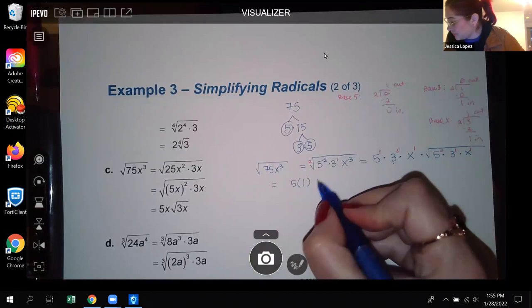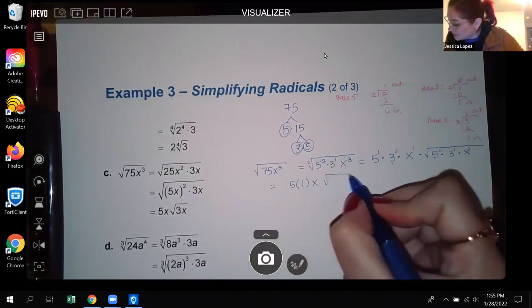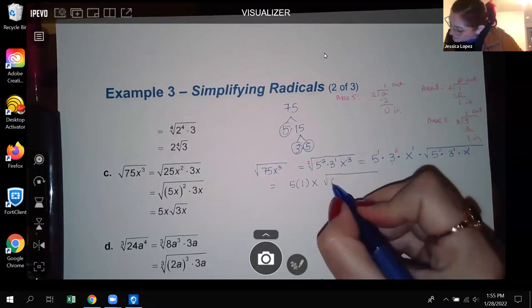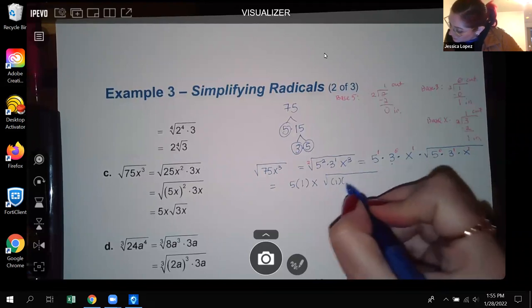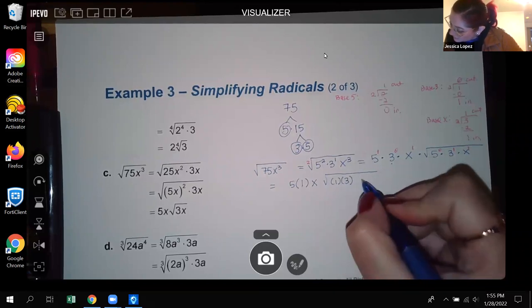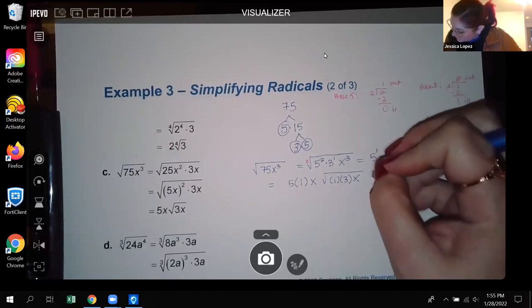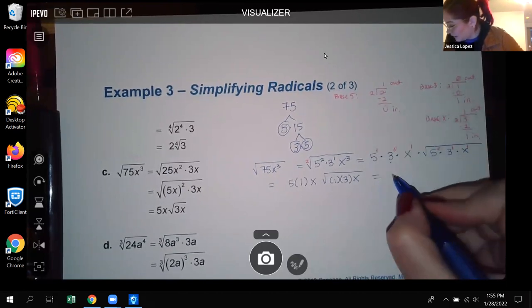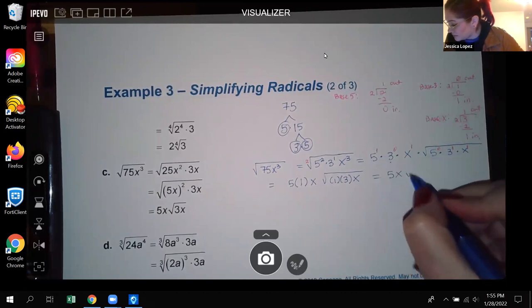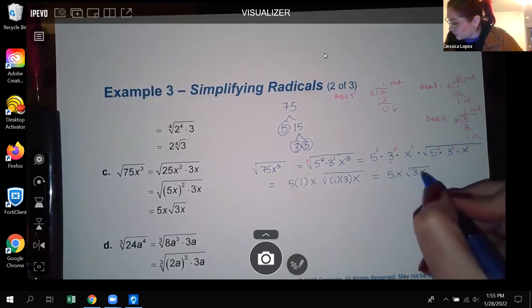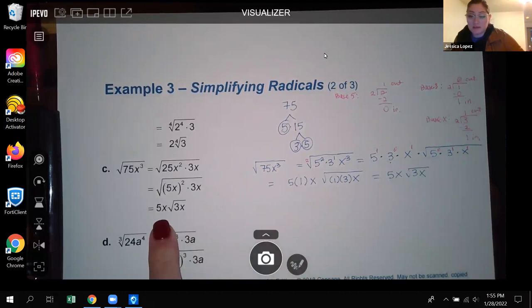And then x to the power 1 is just x. Then I've got this square root. 5 to the power 0 is 1. 3 to the power 1 is 3. And x to the power 1 is just x. And if I simplify that even more, I get 5x and then the square root of 3x, which is the same thing that they got.